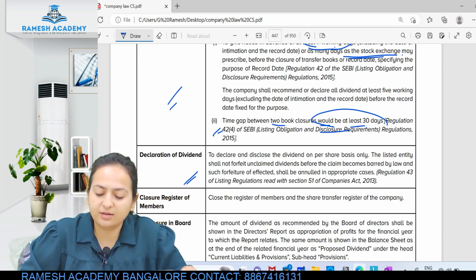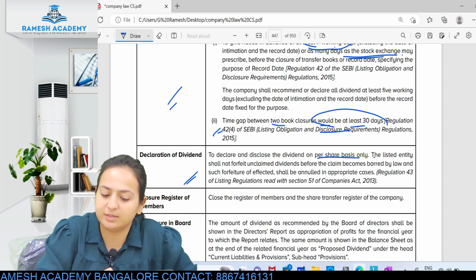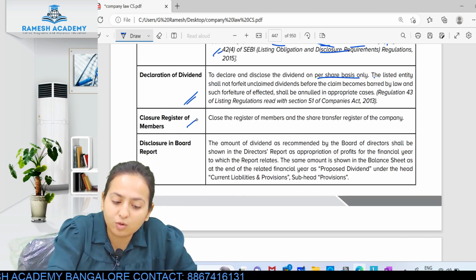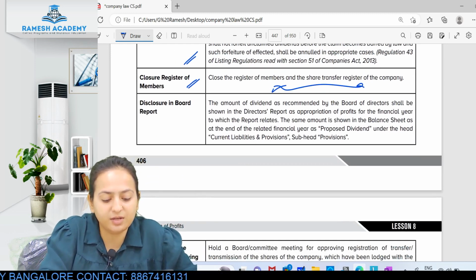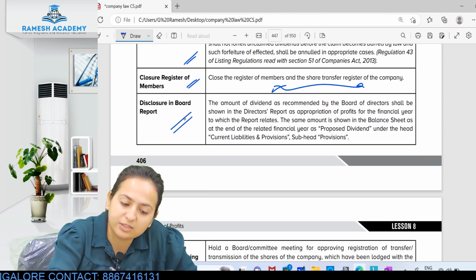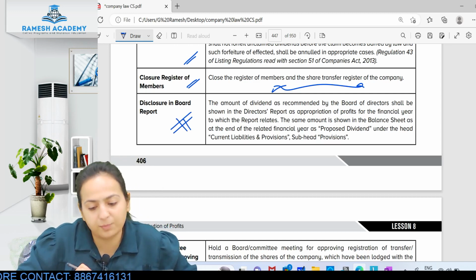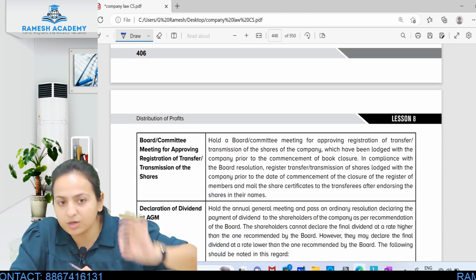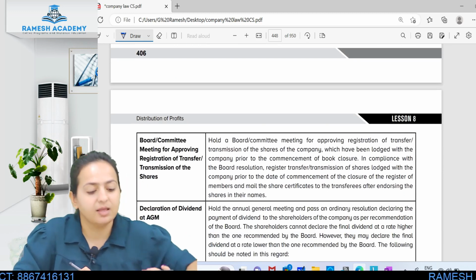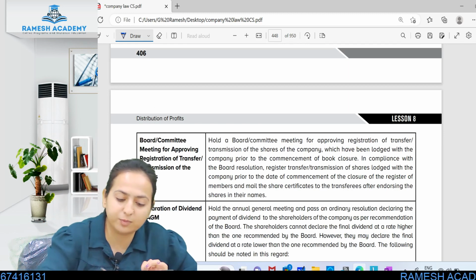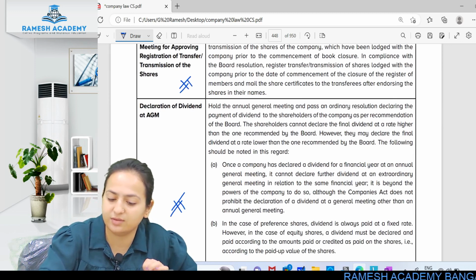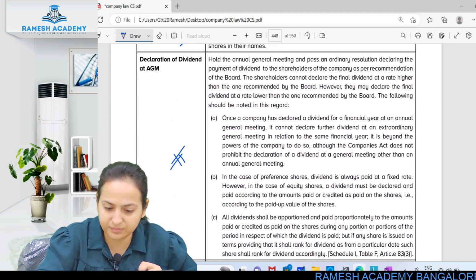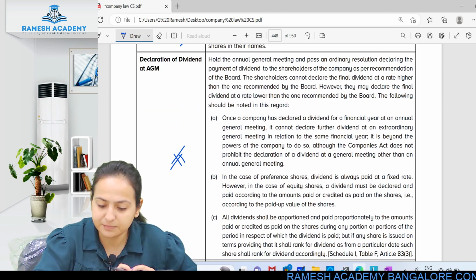Declaration of the dividend will be made on a share basis only. Closure of the register of members: you will close the share transfer registers. Now you will disclose this in the board report. We have already said that in the board report there should be a declaration. Then a board committee meeting for approving the registration of transfer and transmission and declaration of the dividend will be there. What? At the AGM. Yes.